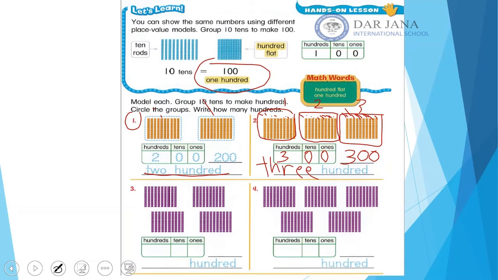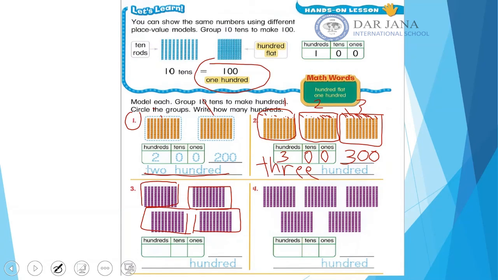Now, let's come here. You will do the same. You have to count 10 tens to group it as 100. This is 10 tens. If you want to count this group also, it's 10 tens. You have to group it in 100. Another 10 tens. And another 10 tens. Remember to count, okay? Count each group.